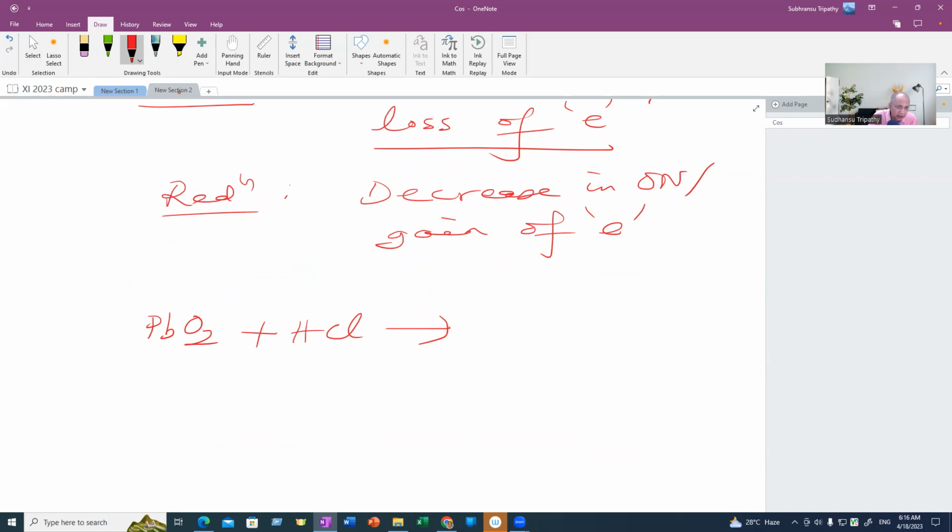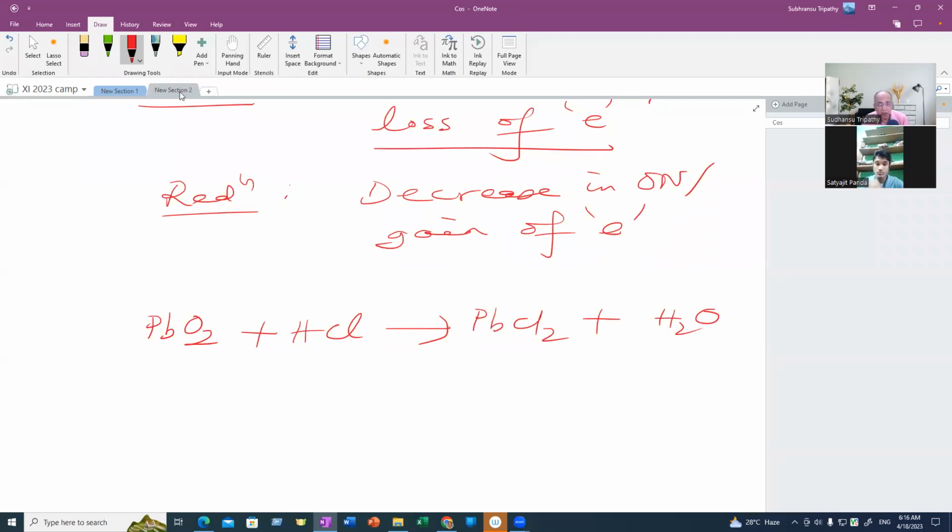101% of students, without knowing anything about how the reaction is happening, the logic, will write PbCl2 plus water. And if you look at what has happened to lead, find out the lead oxidation number on the left side and right side, and then you find the other process.